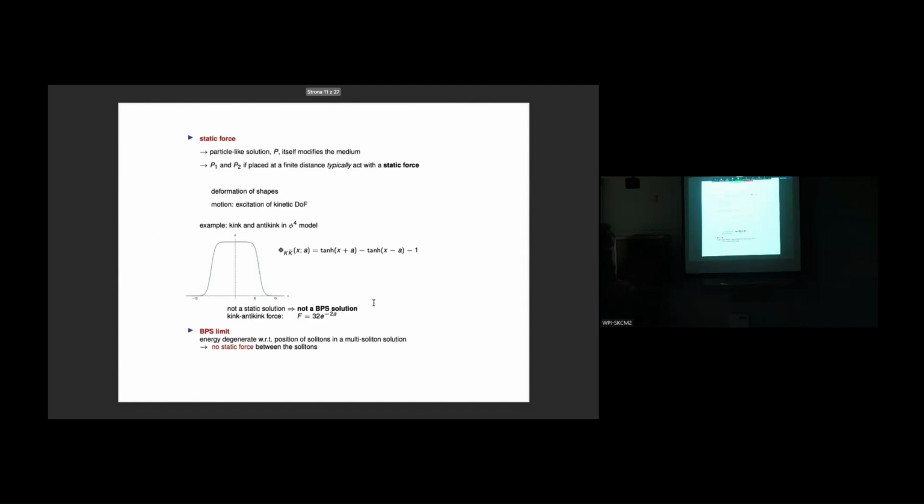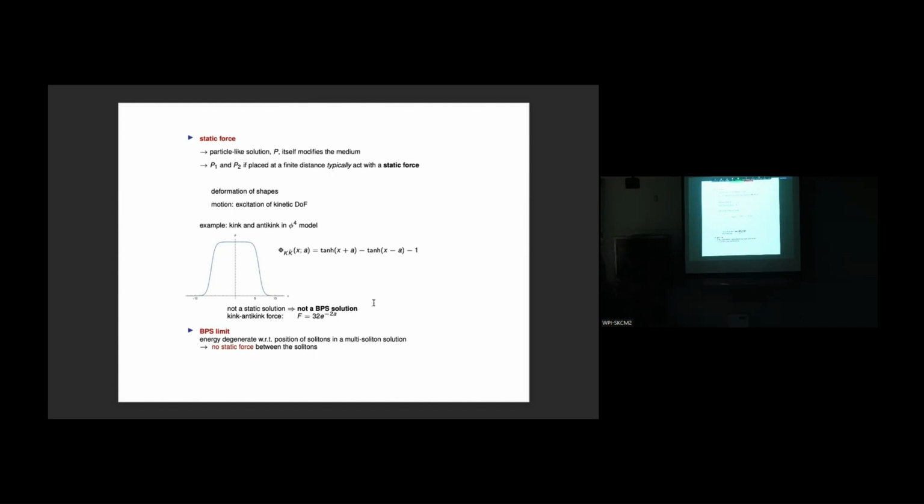How can these solitons interact? There is first the static force. If you imagine that you have a kink here and put another soliton, an anti-kink, far away, they will start to attract each other. It's not a static solution. If you have a more complicated theory and you have a kink and another kink, they will, for instance, repel. So there's a static force which first of all brings or repels the solitons, and also deforms them. The shapes are deformed.